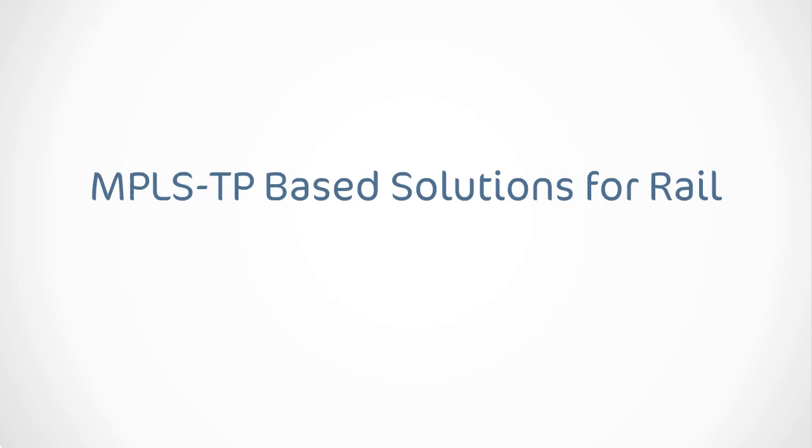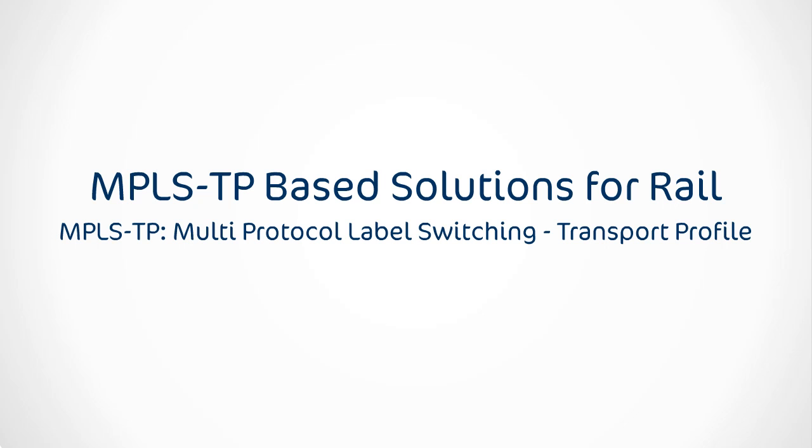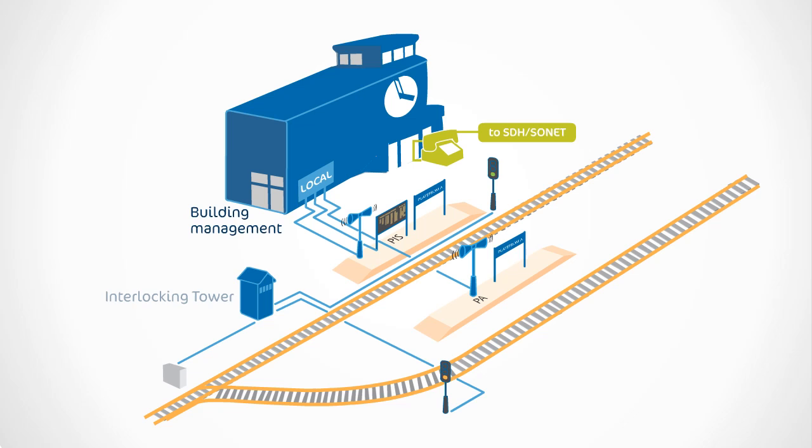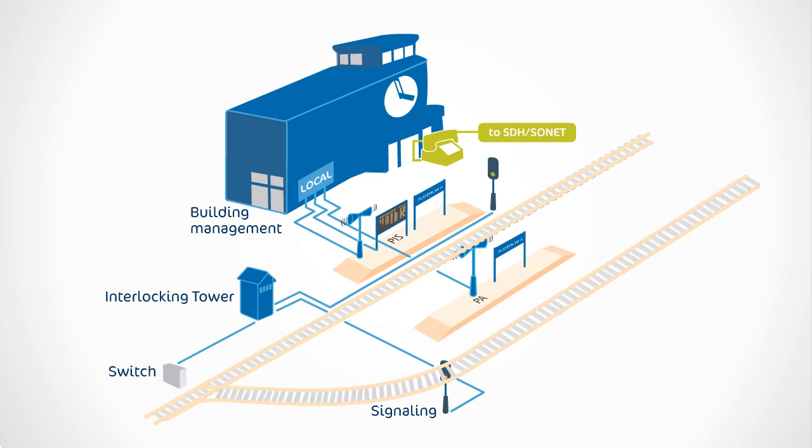This module shows the application of MPLS-TP in a railway environment. Before we explain how MPLS-TP can benefit you, let's take a look at your world. A typical rail network has a vast infrastructure that needs to be managed. It's a complex combination of electrical and mechanical systems, including trains, tracks, track switches, stations.